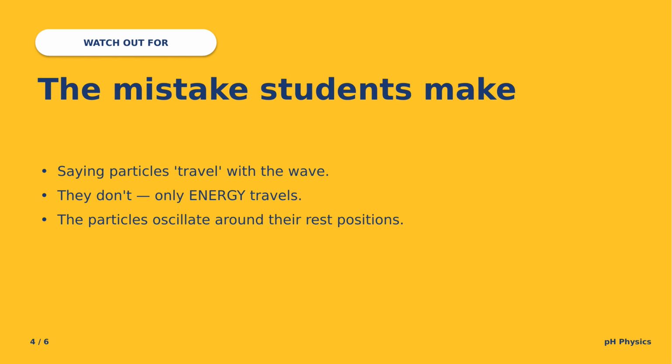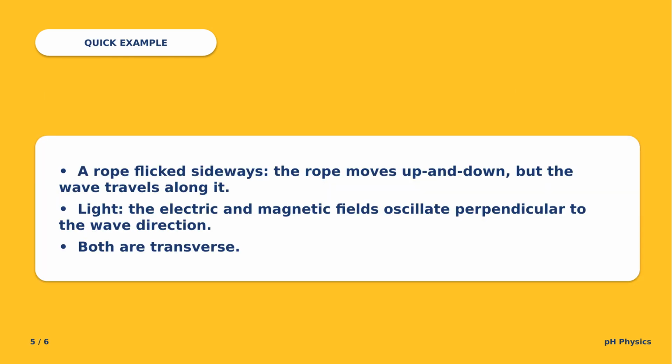Quick example: a rope flicked sideways. The rope moves up and down, but the wave travels along it. Light, the electric and magnetic fields oscillate perpendicular to the wave direction. Both are transverse.